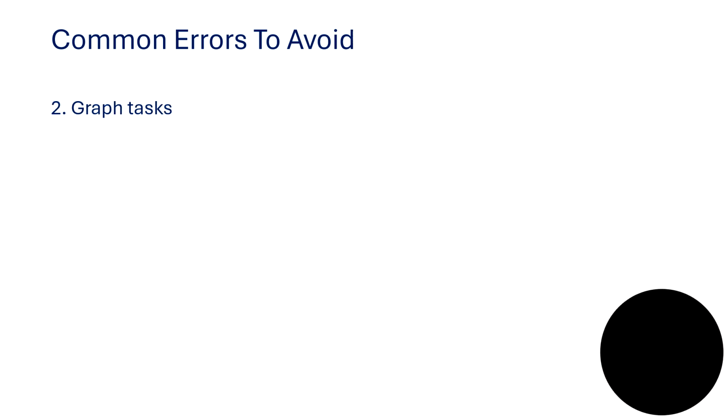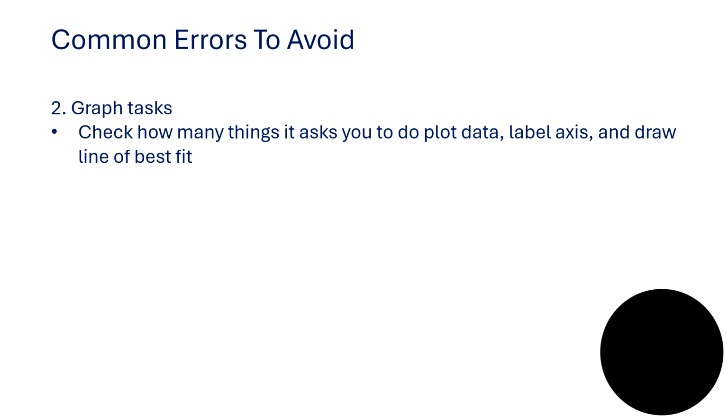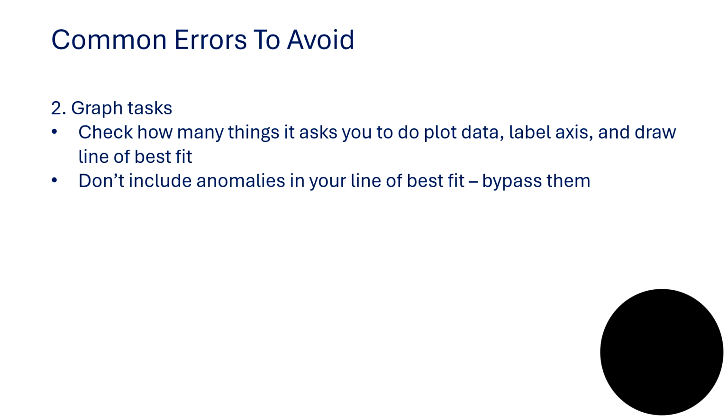Common errors to avoid in graph tasks. First of all, check how many things it asks you to do in the question. So it generally asks you to do at least 3 things: plot the data, label the axes, and draw the line of best fit. The labels for the axes are generally in your results table. Independent is usually the first column, and so therefore the title with the units would be for your x-axis. Secondly, don't include the anomalies in your line of best fit.